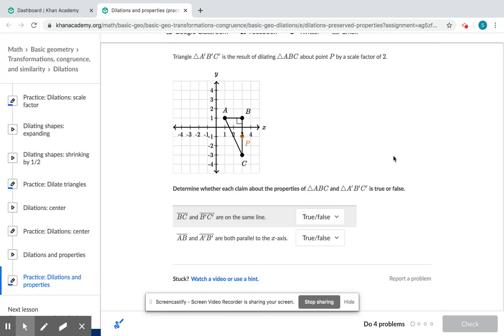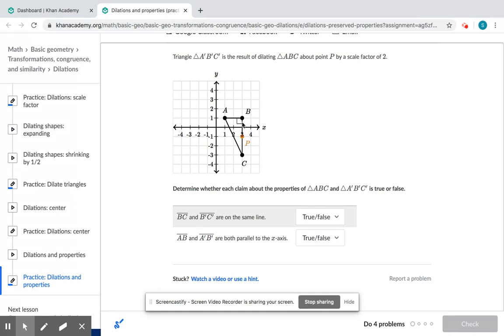So we have triangle A prime, B prime, C prime, which is not here, is resulting of the dilation of ABC by point P by a scale factor of 2, right? So the triangle was enlarged, that's all it's saying, by 2. So they want you to determine whether each claim about the properties for each triangle is either true or false. All right, so BC and line segment B prime, C prime are on the same line, right?